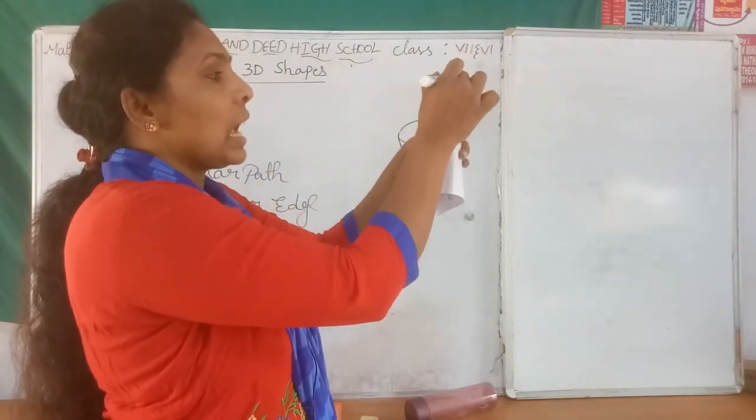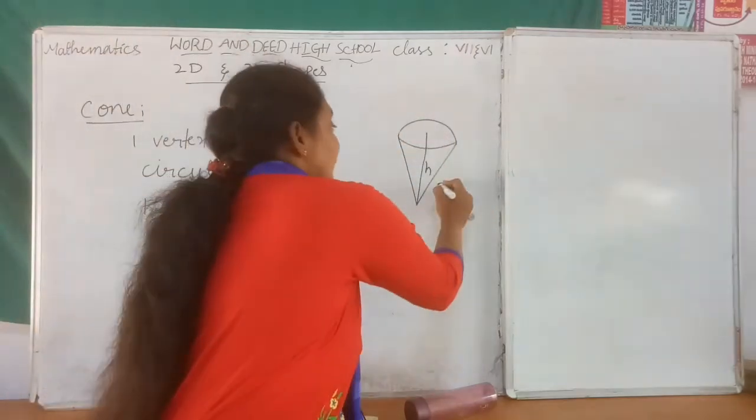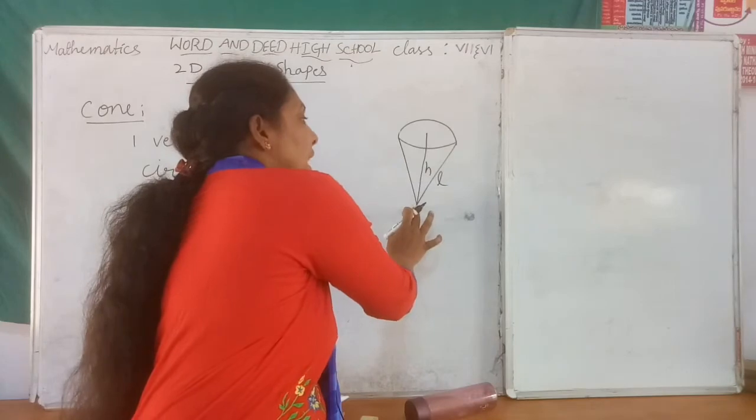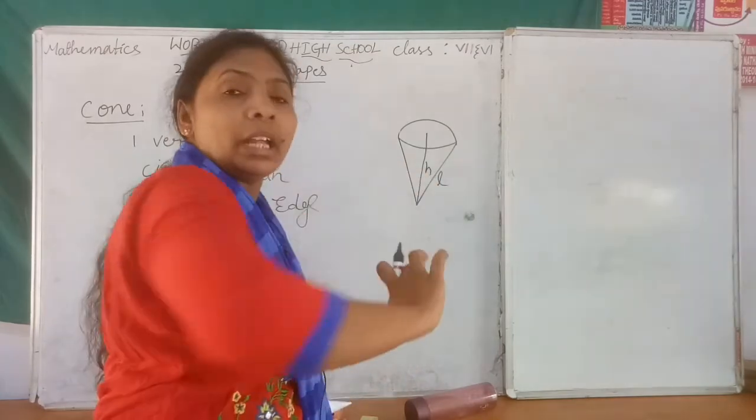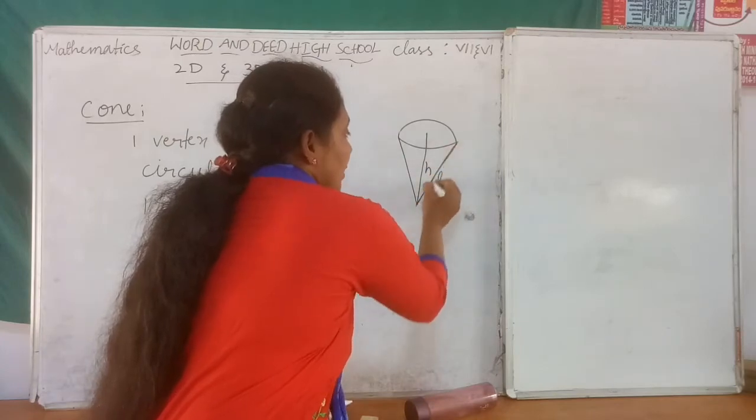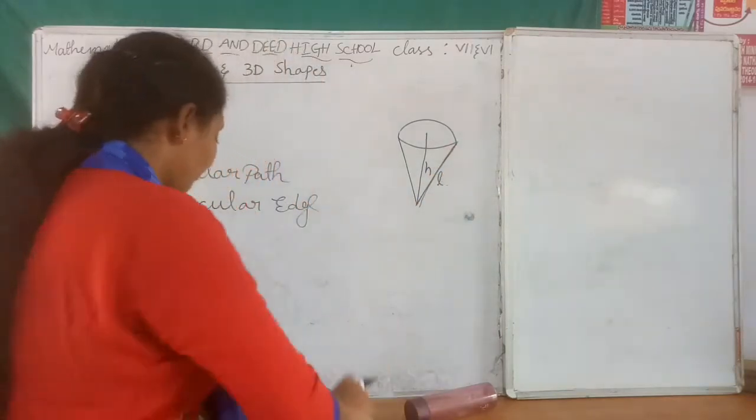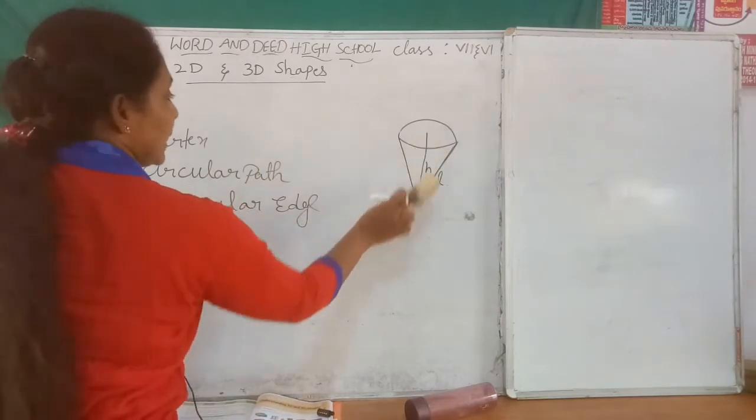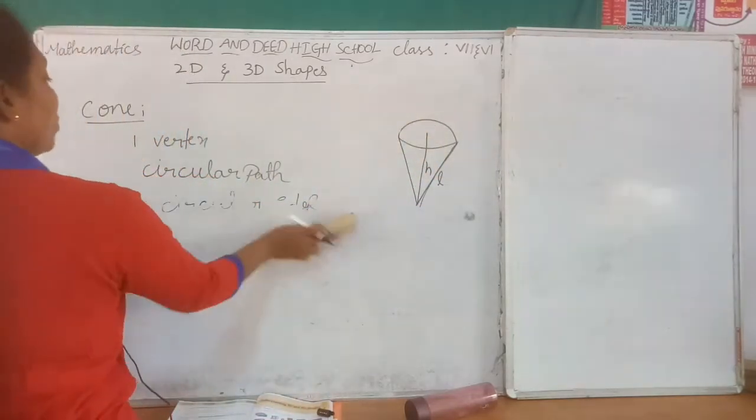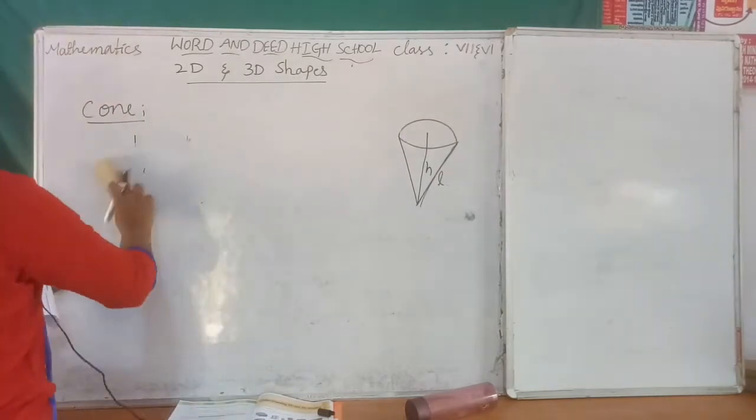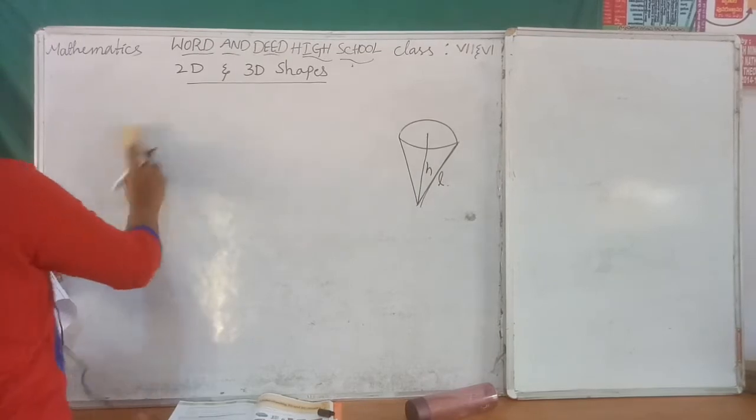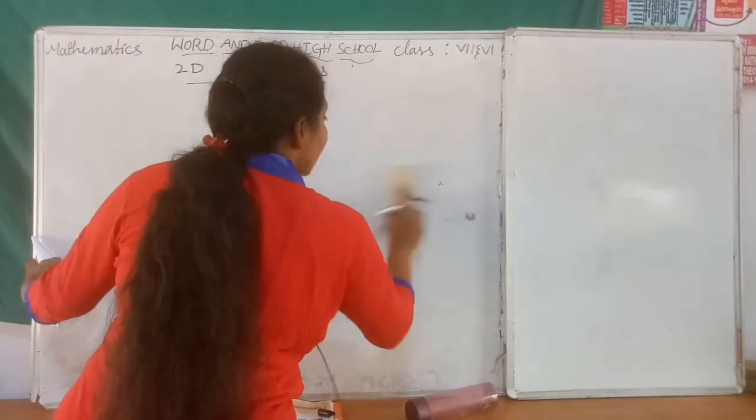Suppose from here to here we also have a height, no, children? This height we call the slant height. Center to vertex we have the height of the cone. So this is the slant height. Next, we have one vertex, one circular path, one circular edge. This is the cone, children. What examples can we say? Ice cream cone, joker caps. These are all cone examples.